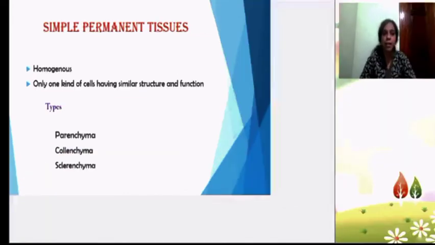First come the simple permanent tissues. These simple permanent tissues are similar in structure and function. The simple permanent tissues are again classified into three types. They are parenchyma, collenchyma and sclerenchyma.